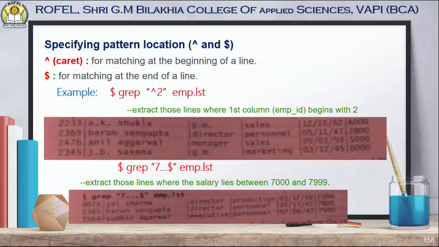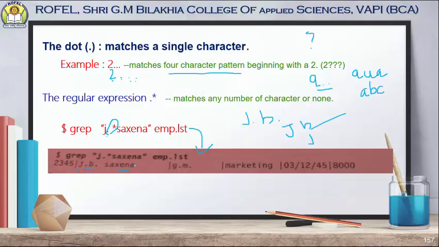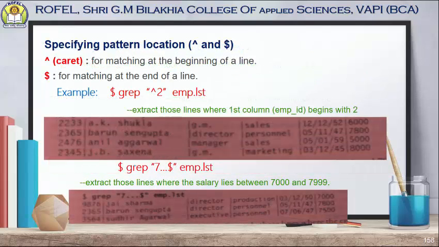Next is use two special patterns, and it will specify the particular location and help in finding out the particular location. Up to this, we saw dot, star. It will match a pattern, the whole pattern. But now these two different characters are used to match the pattern with the beginning or the end. One is the caret and one is the dollar. Caret sign is used for matching at the beginning of a line, and dollar sign is used to match at the end of the line.